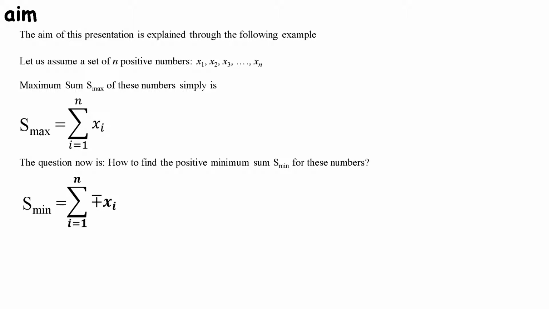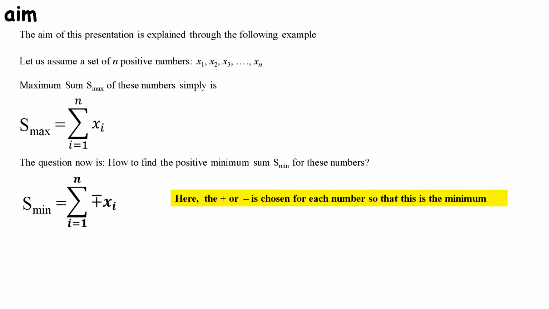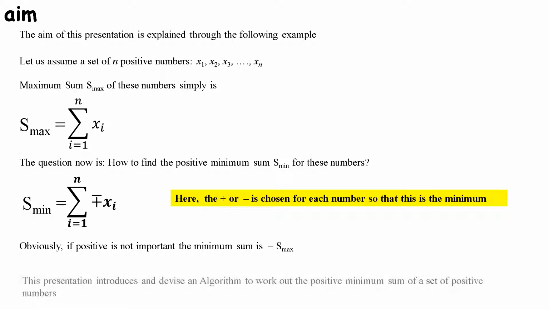Certainly here, if you look at it mathematically, this equation here is the sum, but this sum here is plus minuses. What we mean by plus minuses is that every single x, x1, x2, x3, may take positive or negative, in which this produces a minimum value. Then obviously, if positive is not important in this theory, the minimum sum is simply negative of the maximum sum. But this is not what we are interested in because this is fairly easy.